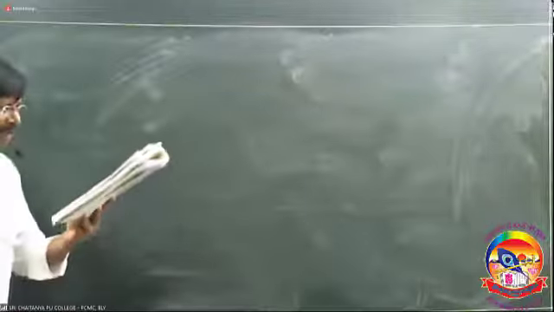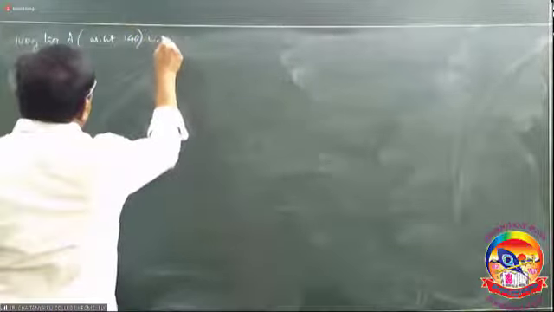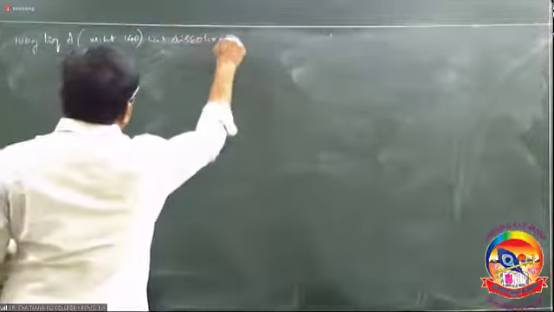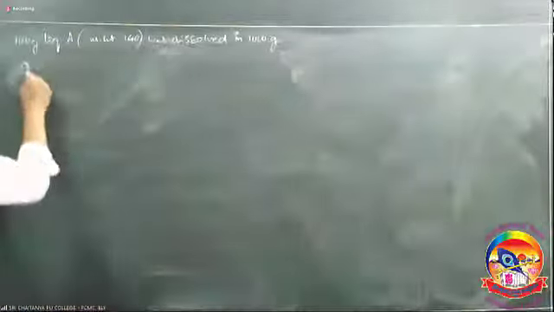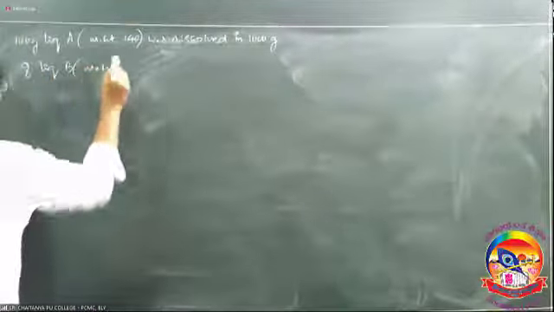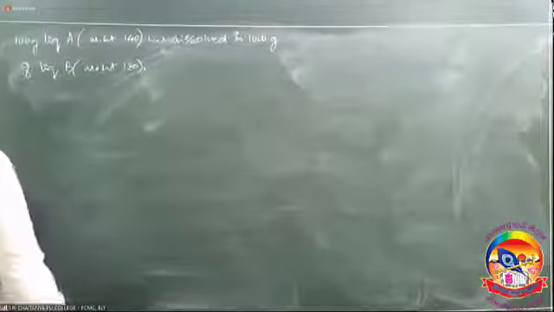In your NCERT textbook, the problem number is 2.36. 100 grams of liquid A, molecular weight 140, was dissolved in 1000 grams of liquid B, molecular weight 180.